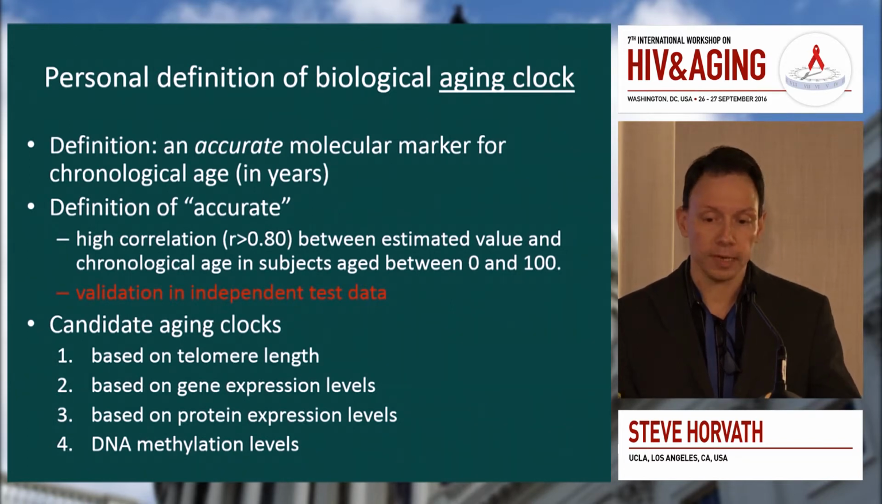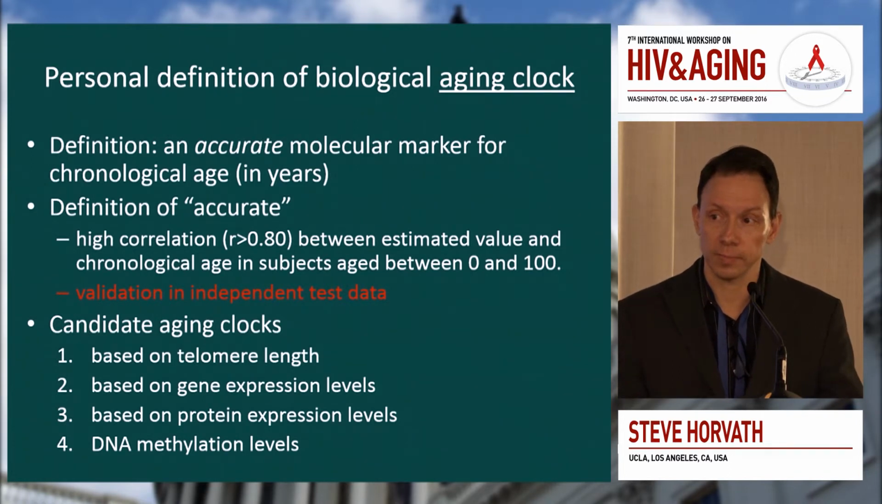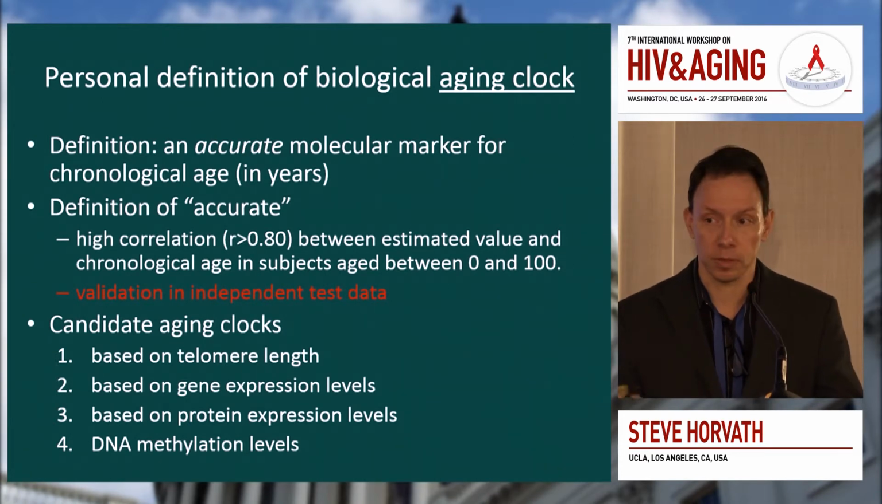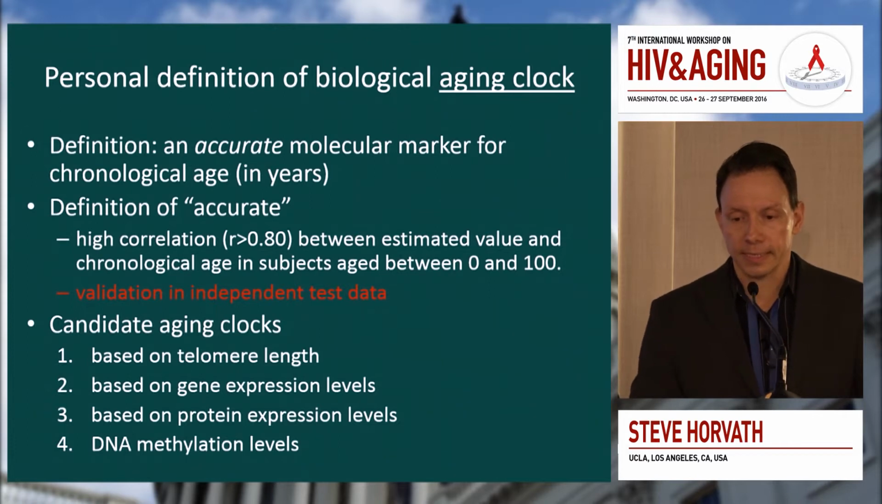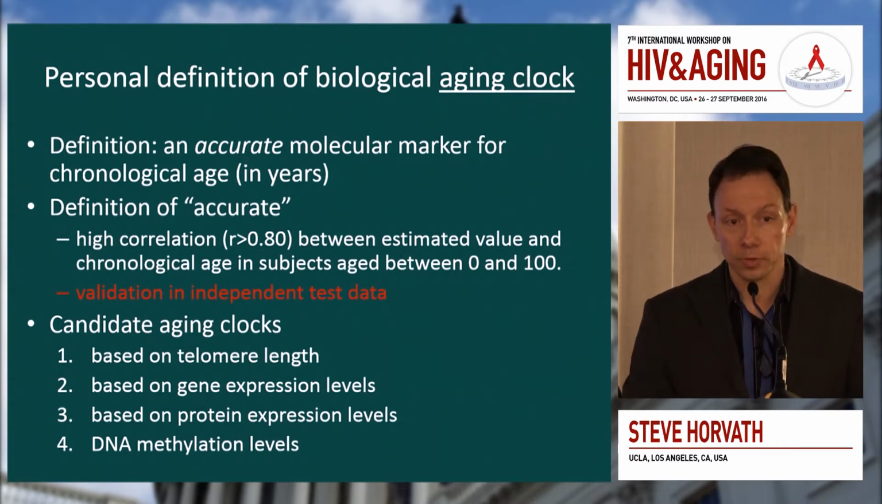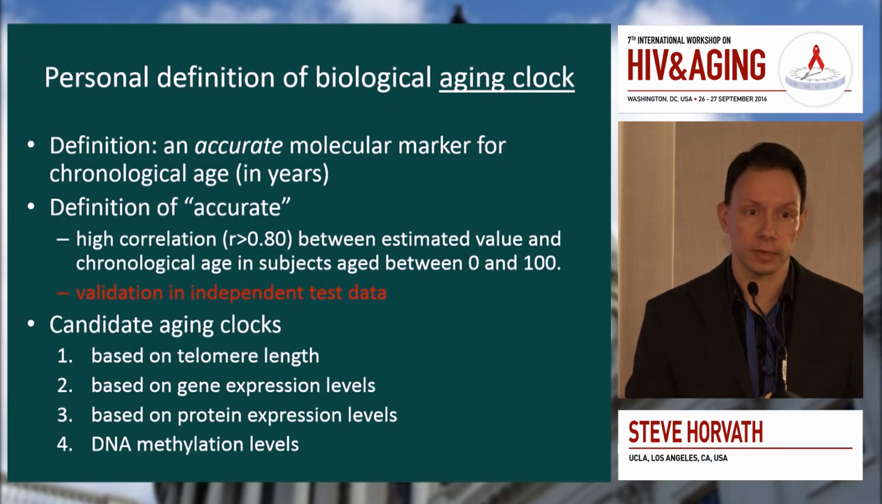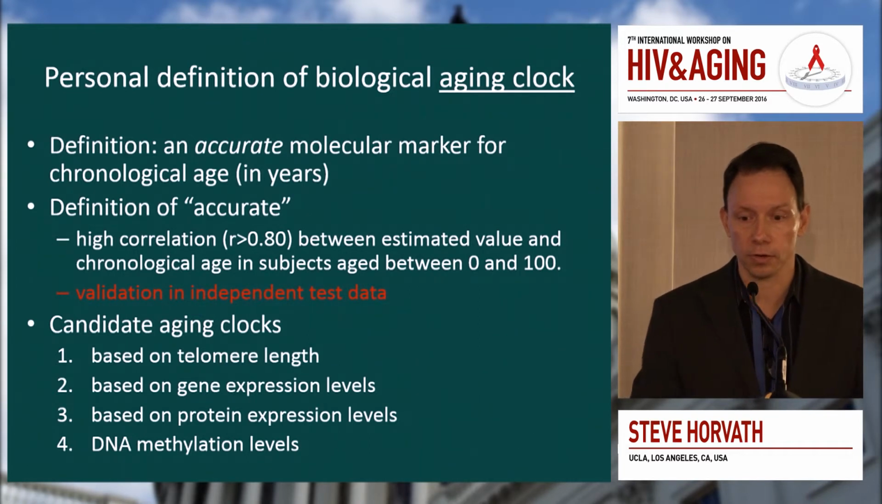I mentioned telomere length. Some people look at gene expression levels. A famous one is P21 expression, protein levels, and of course methylation. And the thing is, at this point, I'm not aware of any data type that gives rise to a very accurate aging clock except for methylation. Turns out, once you have methylation data, it's very easy to define an aging clock.